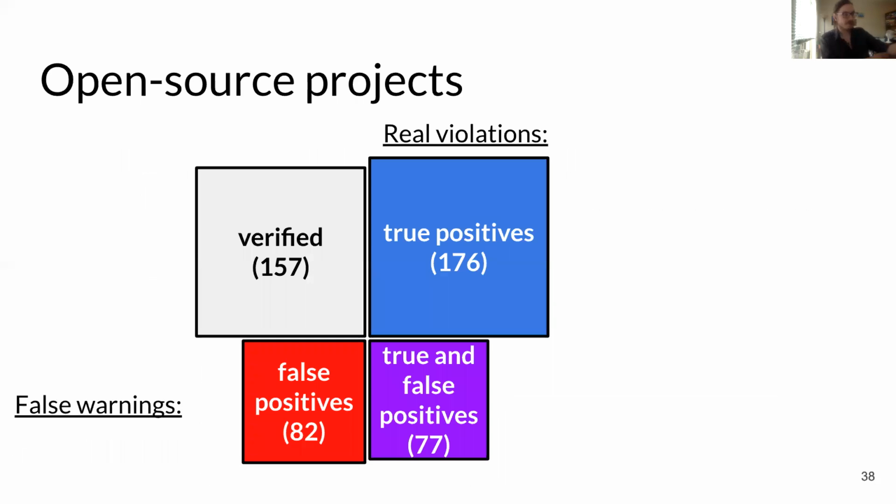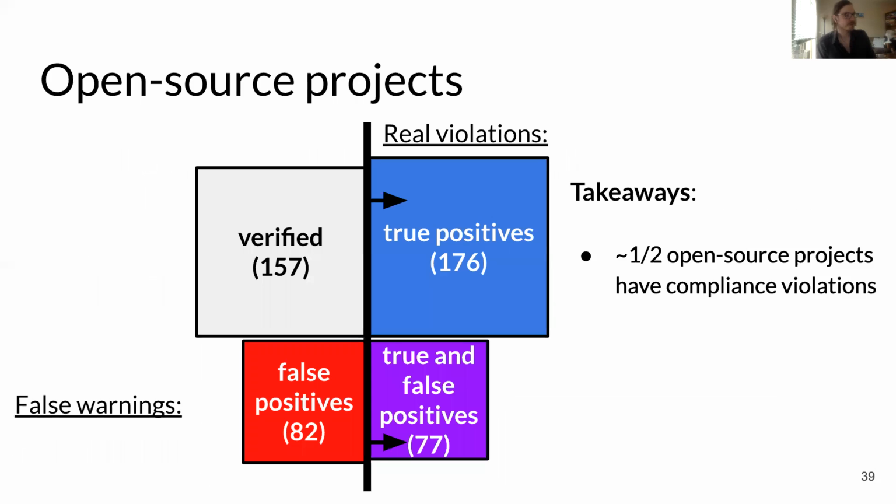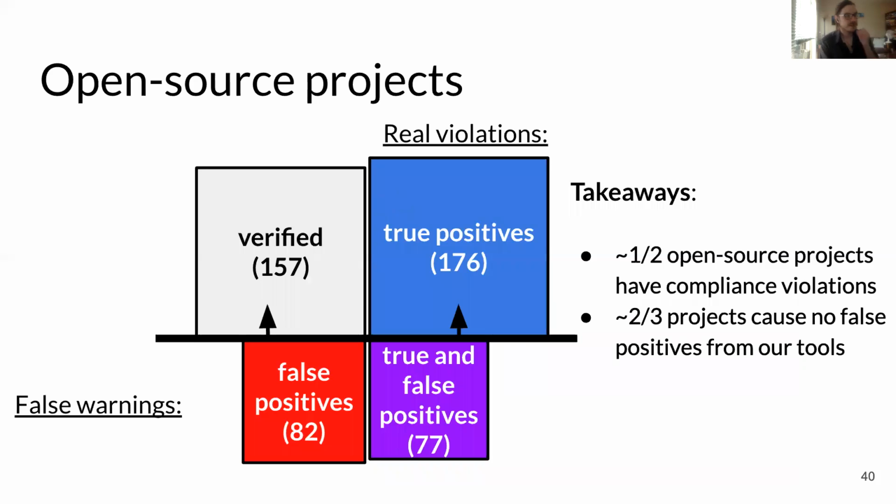The results look like this, where the area of each square corresponds to the number of projects. And there are two takeaways that I want you to take from this. The first is that if you're a compliance officer, about half of the open source projects we examined have at least one true compliance violation. So if you're using open source projects as part of your workflow for customer data, you should subject them to the same level of audit that you subject your own code. Second, the top half here, the half without false warnings, is about 2/3 of the projects. So our tools issue false positives on less than 1/3.